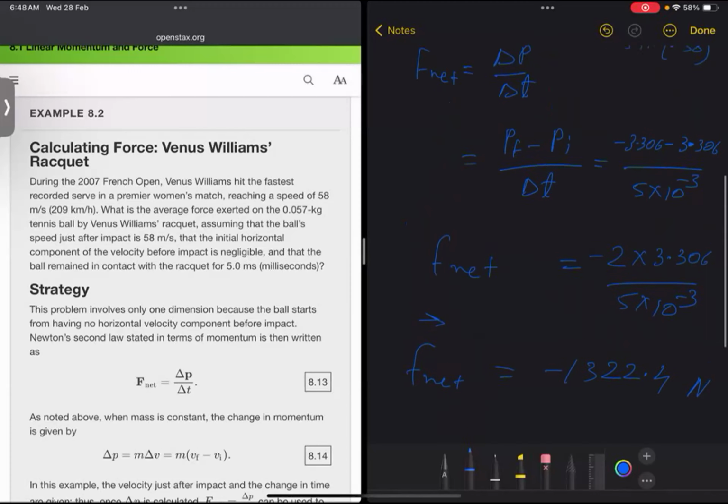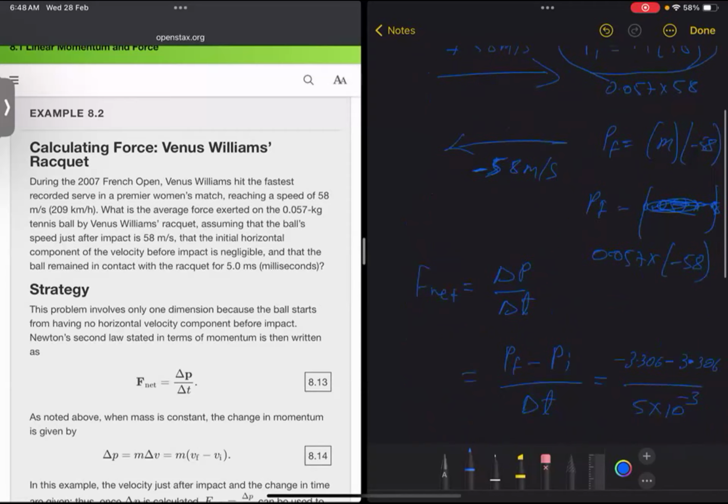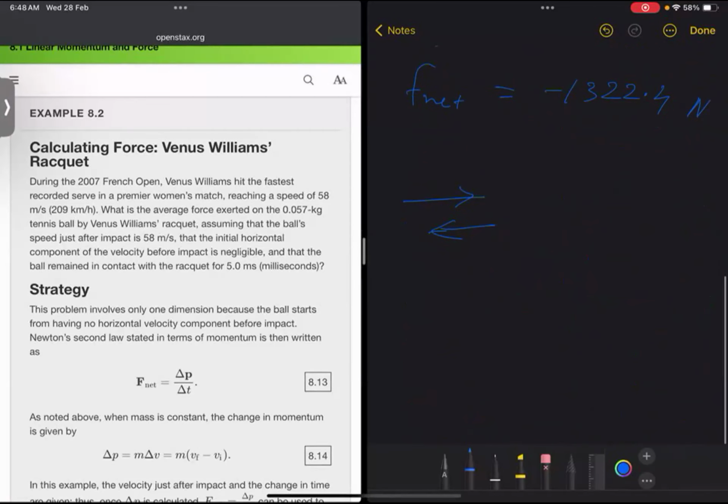Now this net force is negative of 1322.4. That means what? What we had considered as the positive direction is to the right, right? That means the force is acting in this direction, and it is of this magnitude, 1322.4 Newton. Is that right?